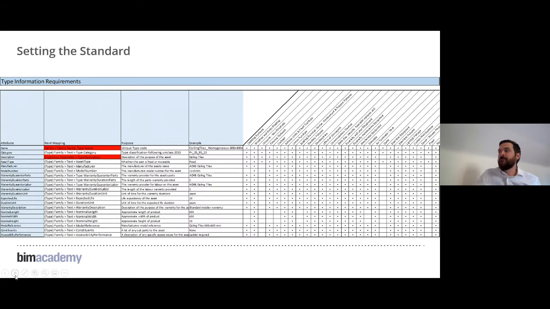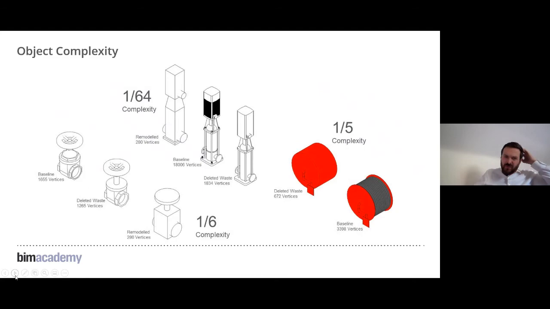You've also got to set what information you require on that building. And again, this was done utilizing best practice, BS 1192 Part 4 and the like, to collate it. The other thing that we did, which is quite interesting, was looking at the complexity of the objects needed for managing and maintaining the building.